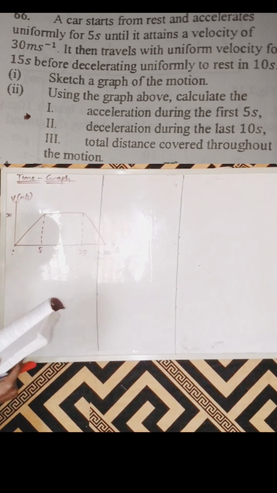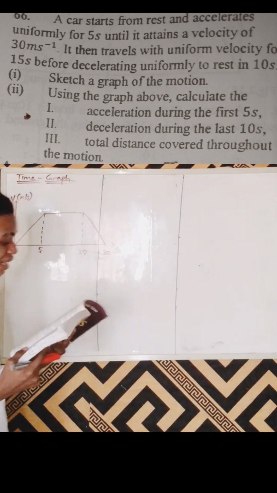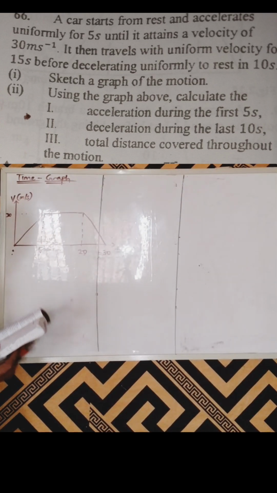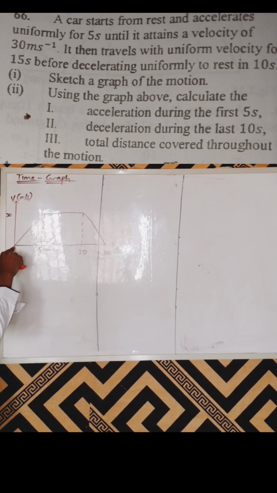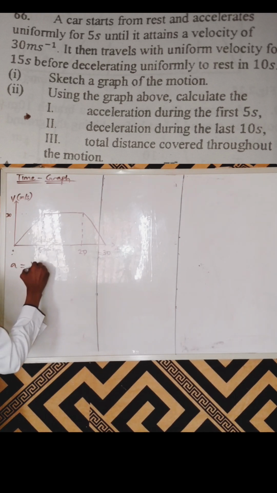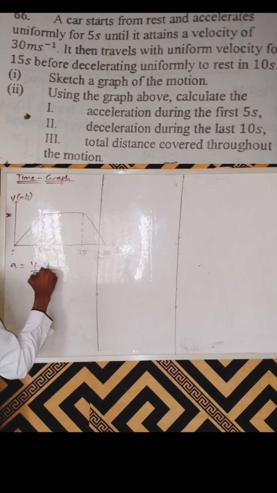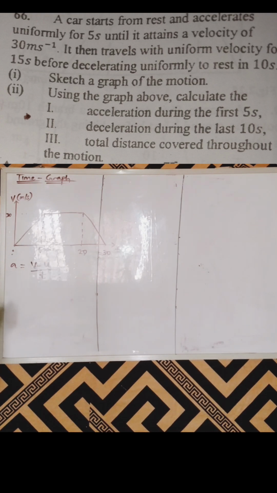So now, they say we should calculate the acceleration during the first 5 seconds. They want us to calculate the acceleration from here to here. Now we can do it. If you can remember, I told you that a is equal to change in velocity over time. Since the body was starting from rest, the initial velocity is 0. Starting from rest, from down, it goes up.